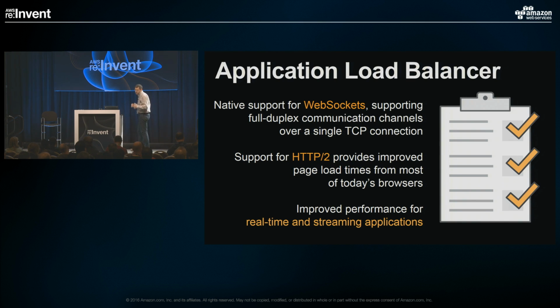HTTP 2 is obviously the newer version of the HTTP protocol. Significant improvements to page load time. So it can do multiple pages load, multiple requests to the server at the same time. So we support HTTP 2 out of the box as well. And then improved performance for real-time and streaming applications as well. So classic load balancer, if you were doing very large downloads or you're trying to do streaming through the load balancer, there were some challenges there, and they used to do quite a bit of buffering, and that's not great when you're streaming. Application load balancer solves all of those problems.